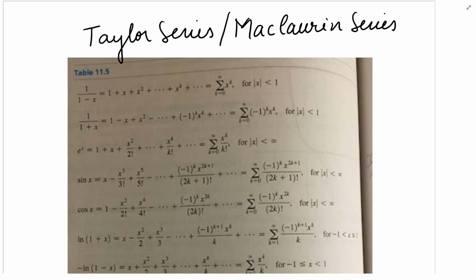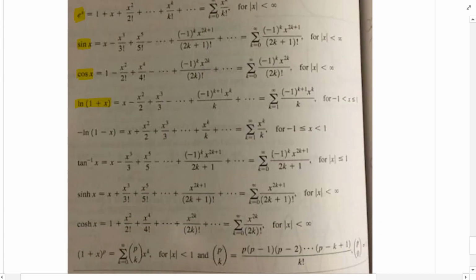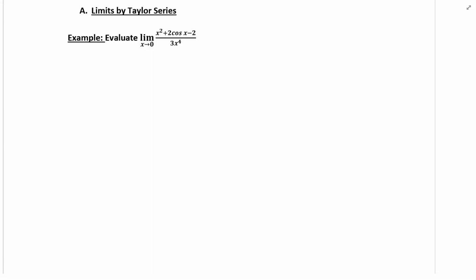And here in this table, we actually have some common functions like 1 over 1 minus x, which is expanded as a polynomial to the right and is written as a sum here as well. So 1 over 1 plus x, e to the x, also it's a common one. They pretty much show up in many problems. Sine of x, cosine of x, ln of 1 plus x, and so on. So let's see a few places where we can actually use this Taylor series.